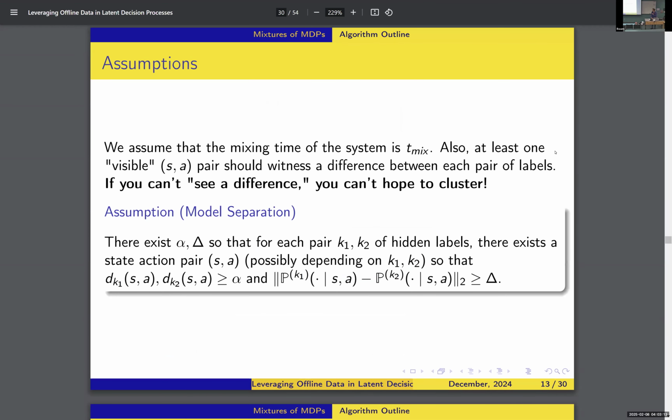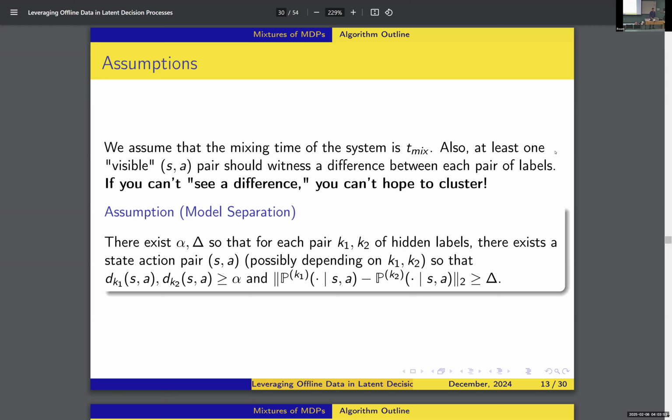Right. So I will not bore you with the assumptions, but they're very natural. We assume that the mixing time of the system is a number. That's not really an assumption, we're just naming something. Also, we're saying to separate two models, at least one visible state action pair should witness a difference between them. So if you have two models where no state action pair sees a difference between them, you can't hope to cluster them, right? So we assume that for any two models, there is a distinguished state action pair that we don't know, but it witnesses a difference between the models. That's a natural separation assumption between the models. And if there is no such state action pair, the models are the same for all practical purposes, and so you don't have to cluster them.